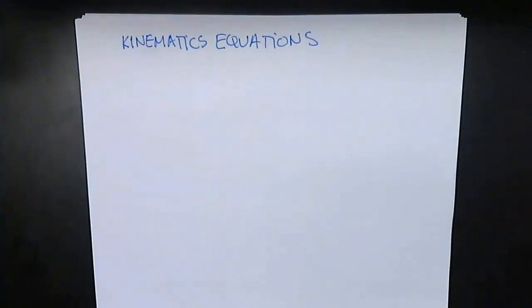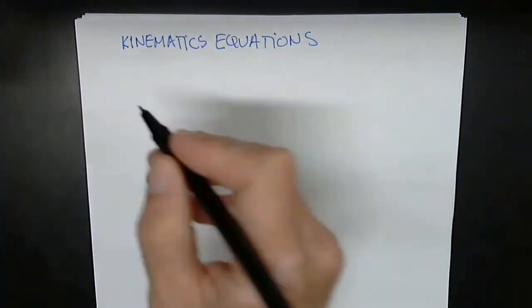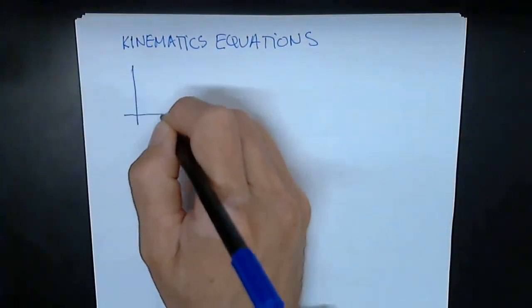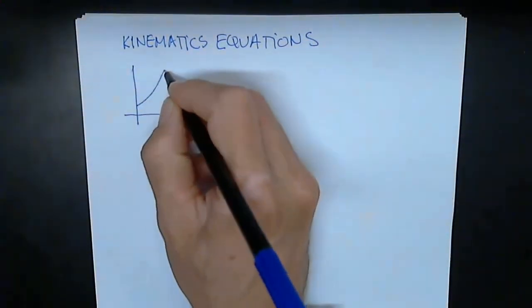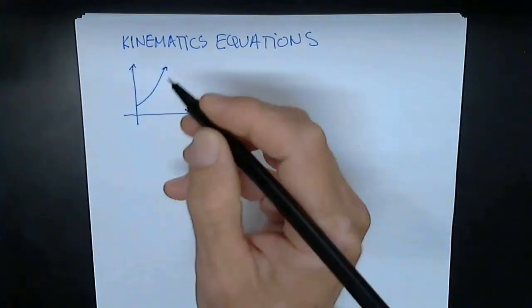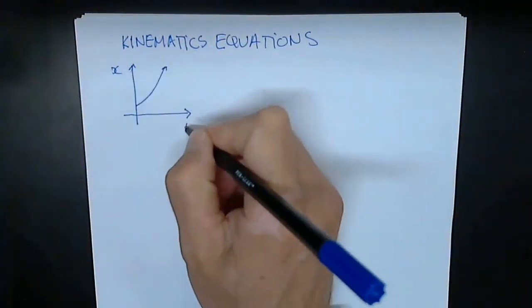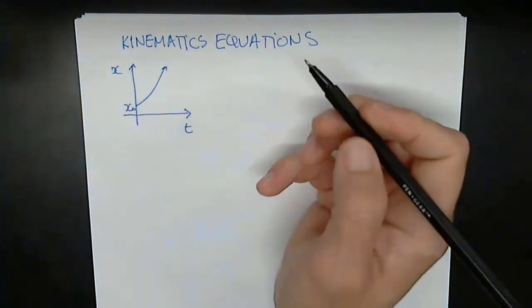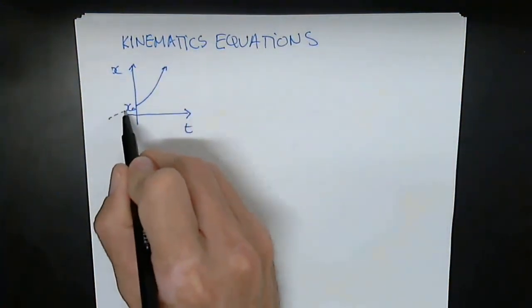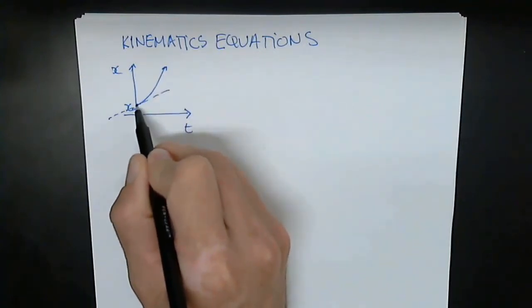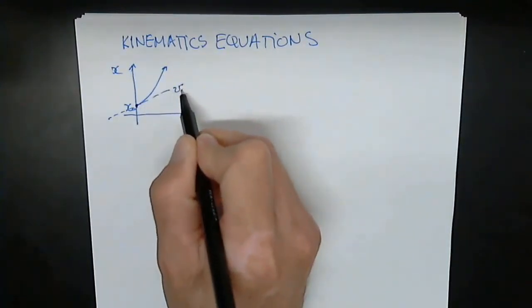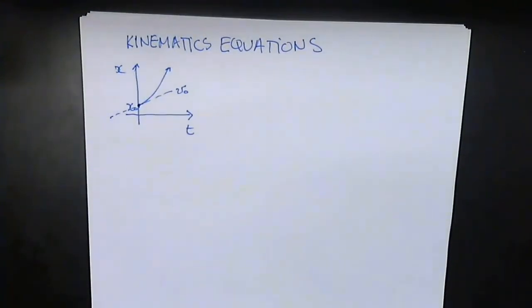In this video, I will discuss the kinematics equations. As you know, the kinematics equations describe motion with constant acceleration or no acceleration. The first equation is if you have an object that is speeding up, this is the position versus time graph, this is the initial position, and if you draw a tangent at time zero, that is the initial velocity of the object.